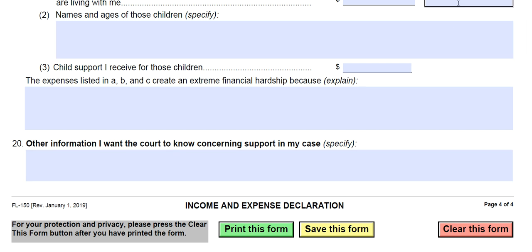Then you'll make copies of this so that you can file it and serve the other party. And if child support is involved, you'll also serve child support.